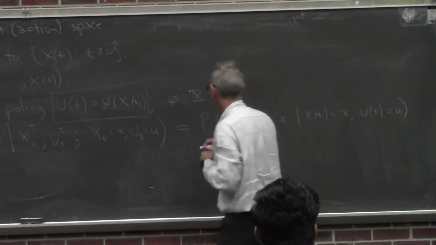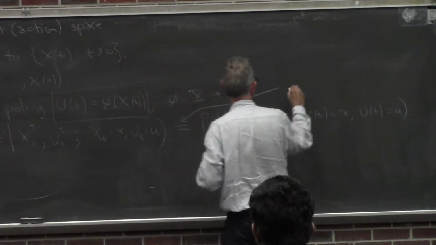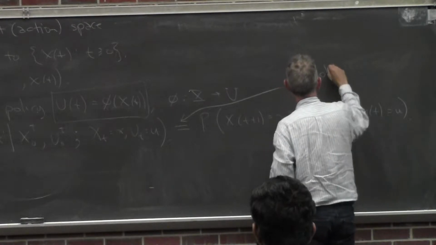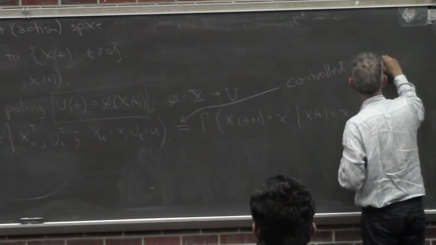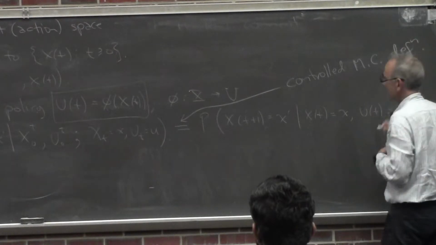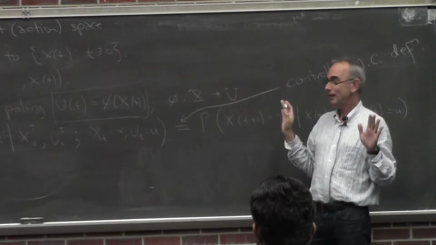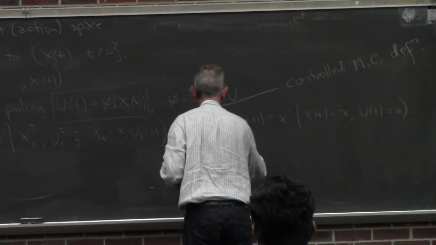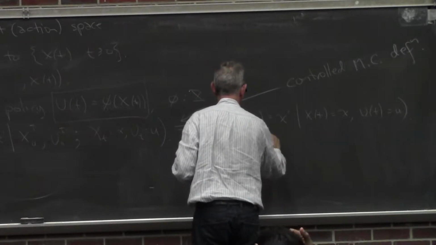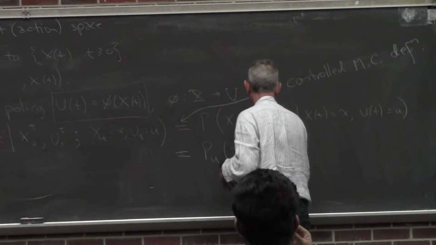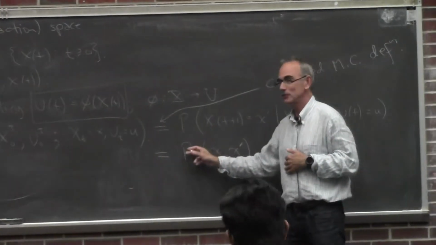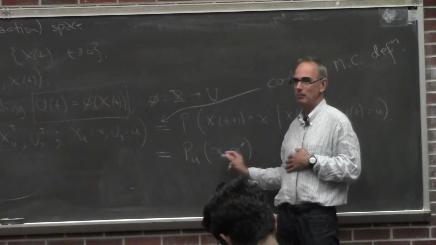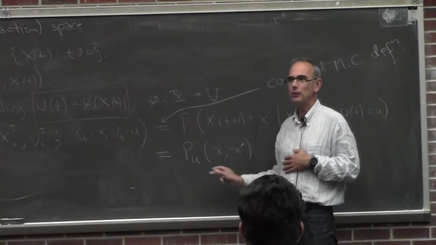And so that's the definition of a controlled Markov chain. And then we're going to, of course, have some notation for this. It's not perfect, but I'm just going to use a subscript: the probability of going from x to x prime, given the current input is u. That's the notation I'll use.